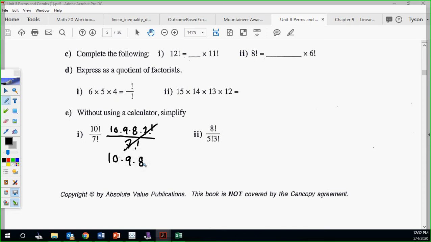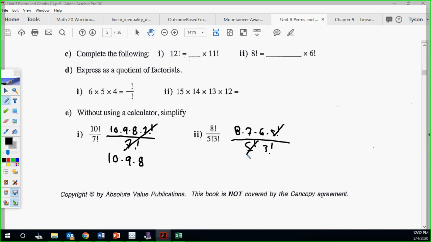Now, the next one has 2 factorials. Don't let that mess you up, but I usually would take the biggest one into account first. So what I mean by that is I'm going to handle a 5. So I'm going to go 8 times 7 times 6 times 5 factorial. And so I'm going to cancel the 5 factorials.